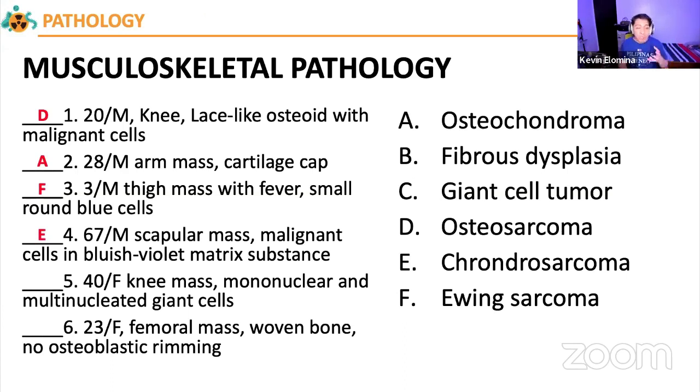Okay? Now, 40-year-old male, no, 40-year-old female knee mass with a lot of multinucleated giant cells, that's of course your giant cell tumor. Okay? Now, this one is a femoral mass naman. You have woven bone, curvilinear trabecular woven bone without osteoblastic rimming. So that is your fibrous dysplasia. Kasi yung osteoid osteoma, may osteoblastic rimming. Fibrous dysplasia, walang osteoblastic rimming.